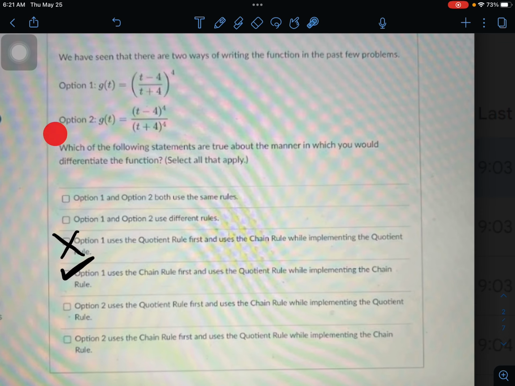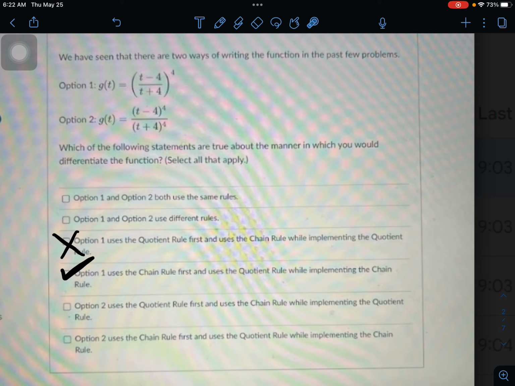Option 2 is the new way to write it, this right here. And it says option 2 uses the quotient rule first and uses the chain rule while implementing the quotient rule. Okay? And going down here, it says option 2 uses the chain rule first and uses the quotient rule while implementing the chain rule. Okay. Hold on one second. Uses chain rule first.